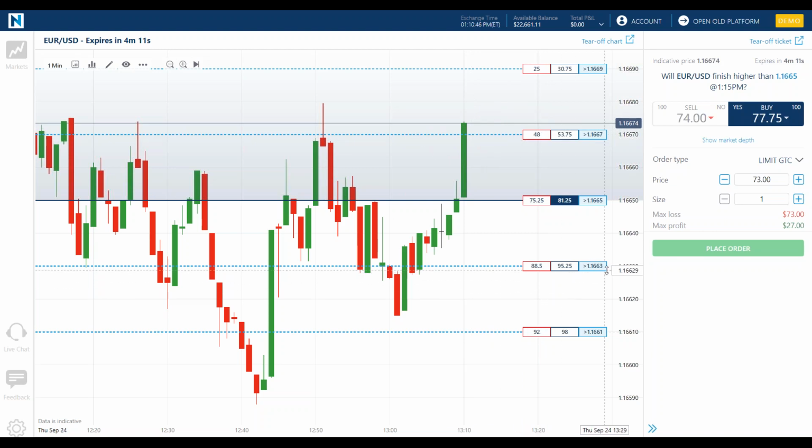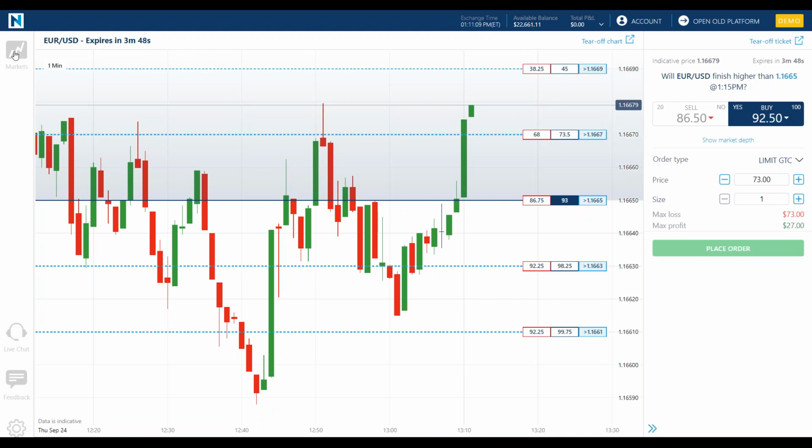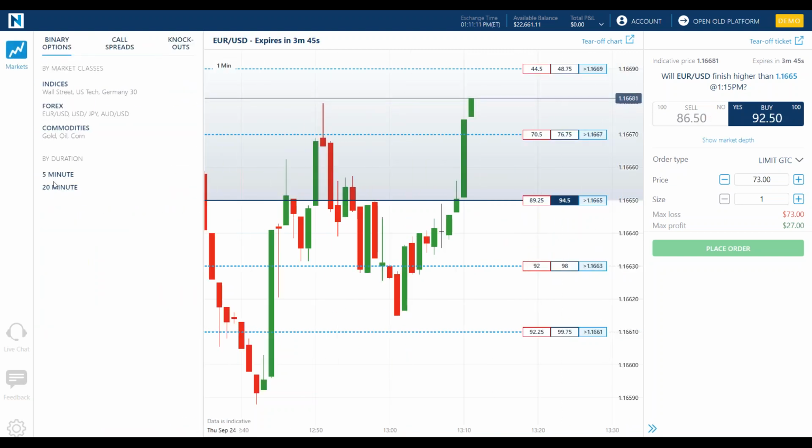I mean, this 1663 level was the 50-50 probability when we first started, and it went to 100, and all of a sudden now it's the 1667 that's the 50 level. So hopefully you understood that. If you didn't, hopefully you typed in questions to Sophie in the background to understand binary options. And when we do look at binary options, you do have these choices: 5 minutes, 20 minutes, hourly, daily, weekly, across all of our products.